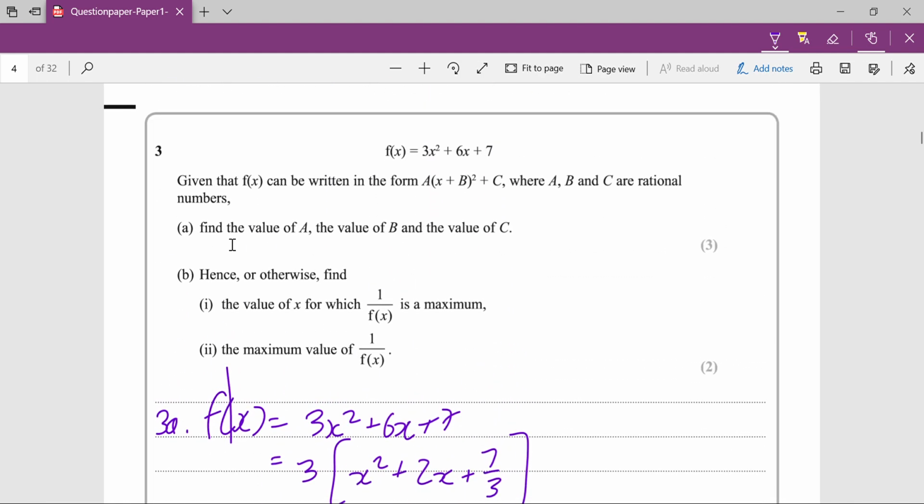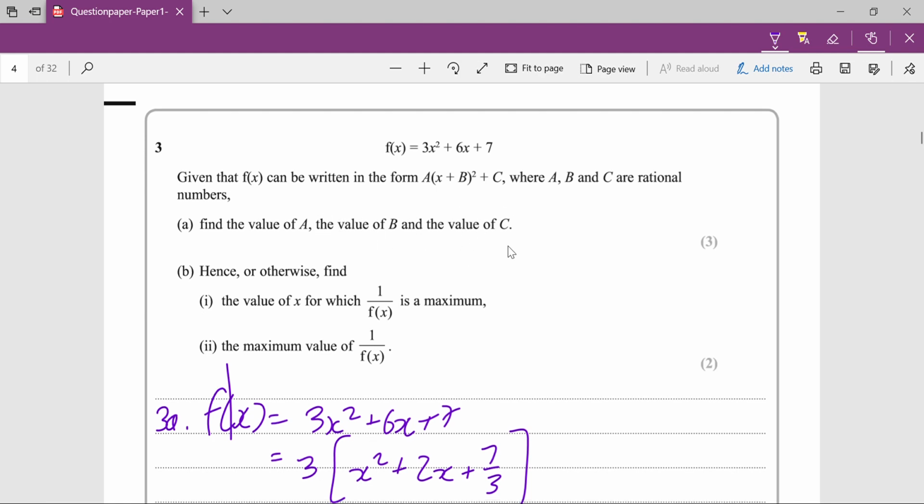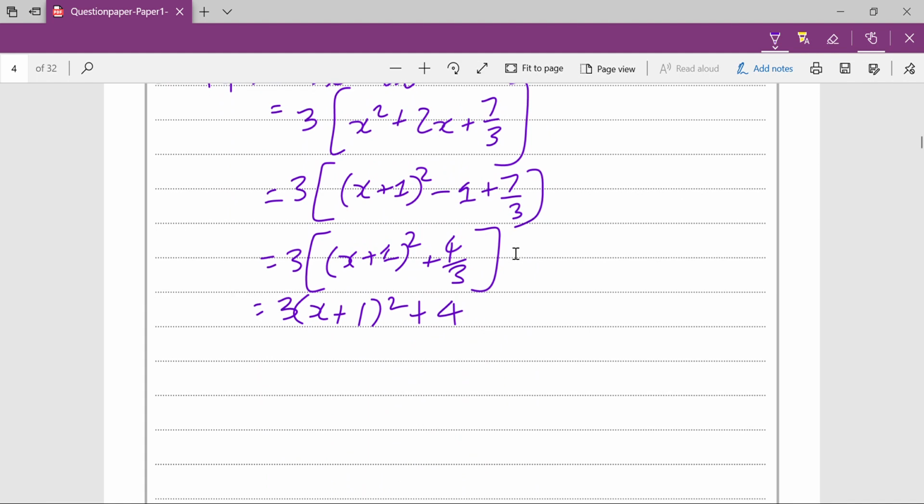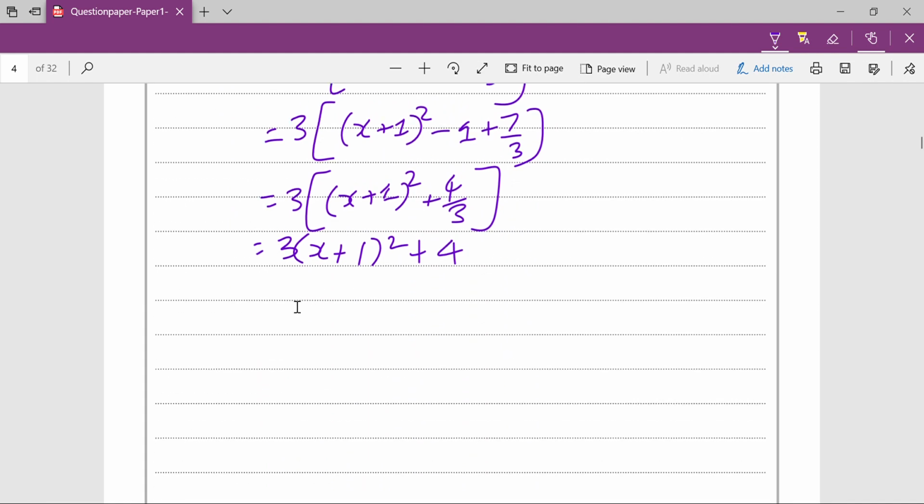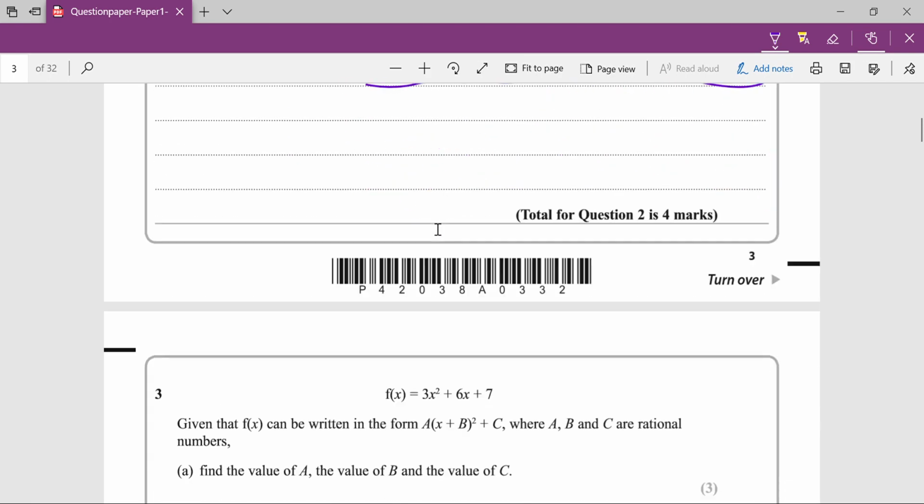So this is not asking us to write it in this form, but we want to find the value of a, b, and c. So we can put our answer in the box that a is 3, b is 1, and c is 4, corresponding to these numbers in the completed square form.